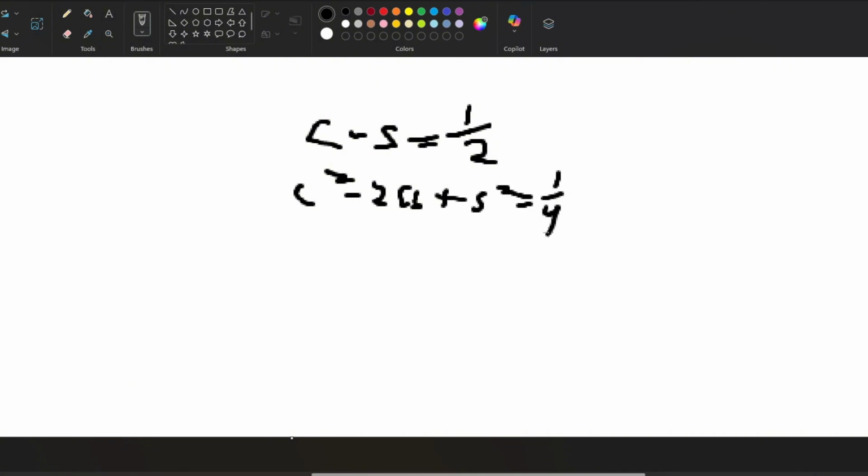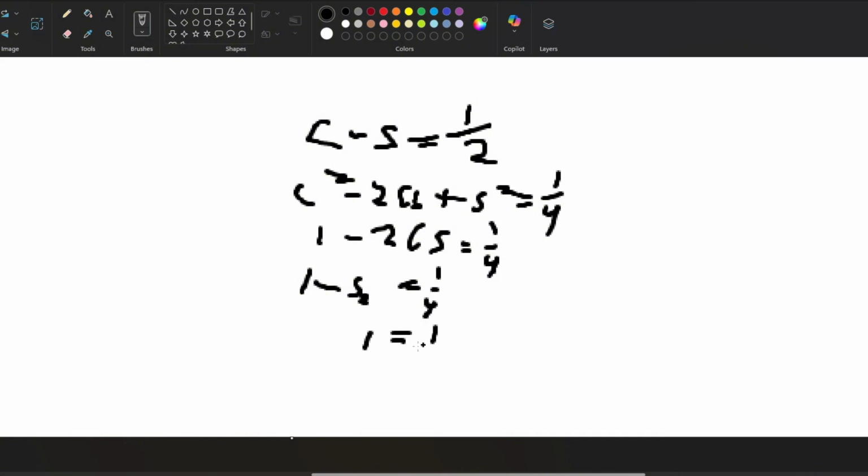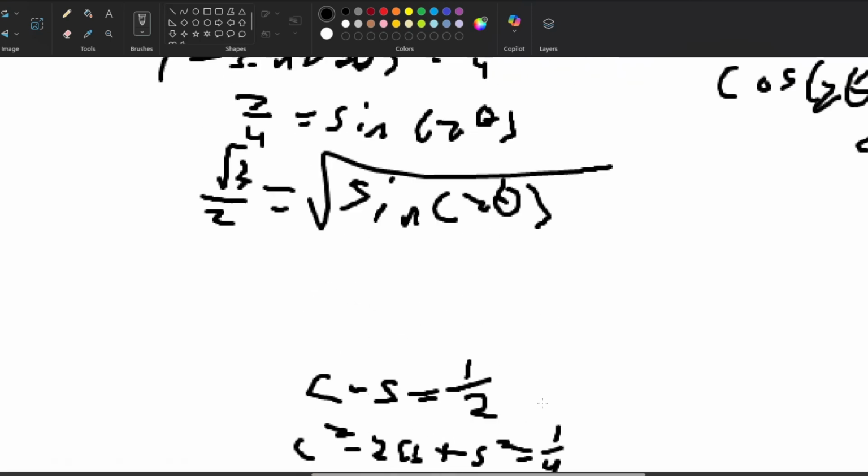I'll just write C and S. C minus S is equal to 1/2. So C squared minus 2CS plus S squared is equal to 1/4. 1 minus 2CS is equal to 1/4. So 1 minus sine of, I'll just write sine double angle identity, sine of 2 theta is equal to 1/4 plus sine of double angle. So 3 over 4, 3 over 4. I don't know.